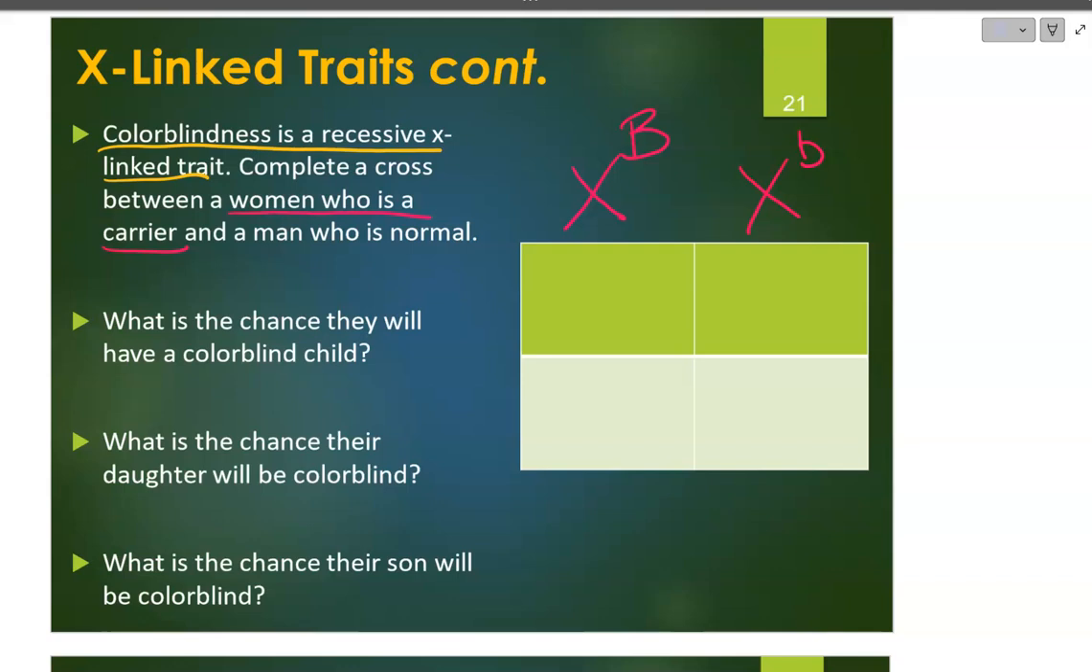And then let's say we have a male who is normal. So he is XY and he is normal. So he is not colorblind. So he's going to have a capital B because remember, color blindness is recessive. And then we're going to go ahead and do the cross.